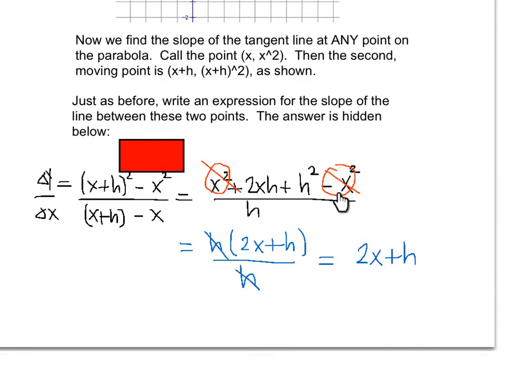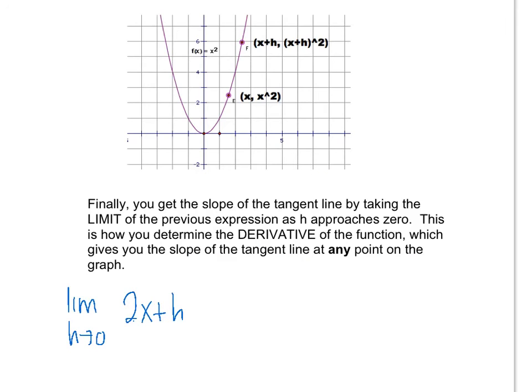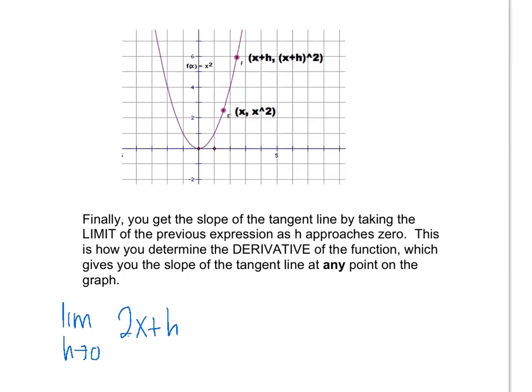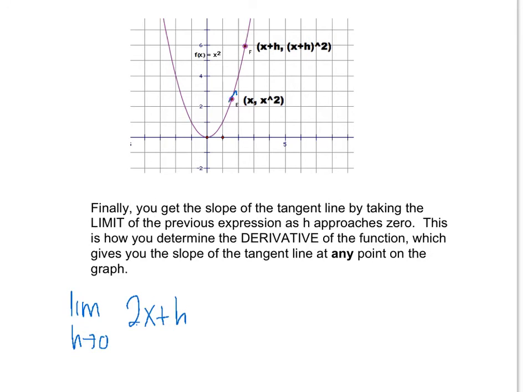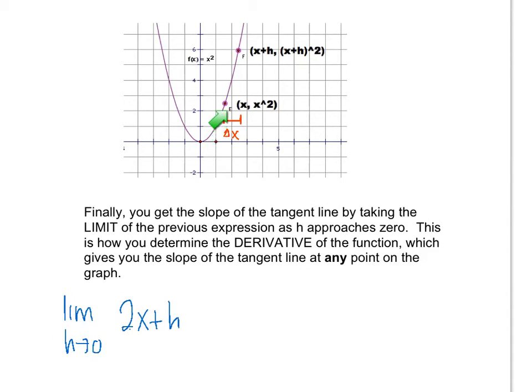I multiply out my numerator, subtract my common terms, and I've simplified the denominator to an h. I factor out an h, and I divide it out, and then I'm left with 2x plus h. Now since we want the slope of the tangent line, so the line touching only at this one point right here, we want this delta x, this change in x, to go to 0.